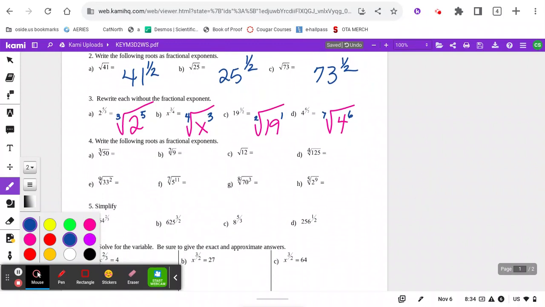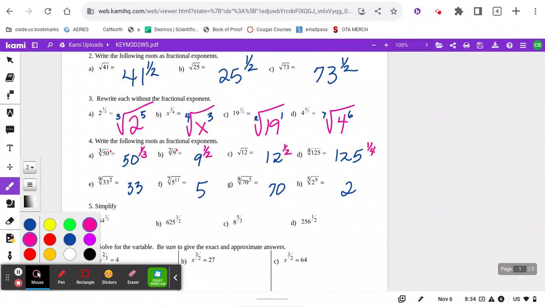All right, now we're going backwards. So this one you need to go big base 50, big base 9, big base 12, 33, 5, 72. And then you're just deciding how is that fractional exponent going to look. Remember when there's no number there, there's an invisible 1. So this one becomes 50 to the power of 1/3, 9 to the power of 1/2, 12 to the power of 1/2, 125 to the power of 1/4. This one becomes 2/9, 11/7, 3/8, 9/5.